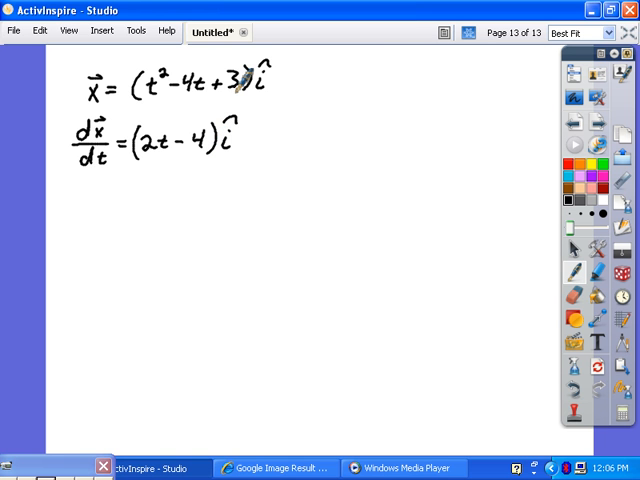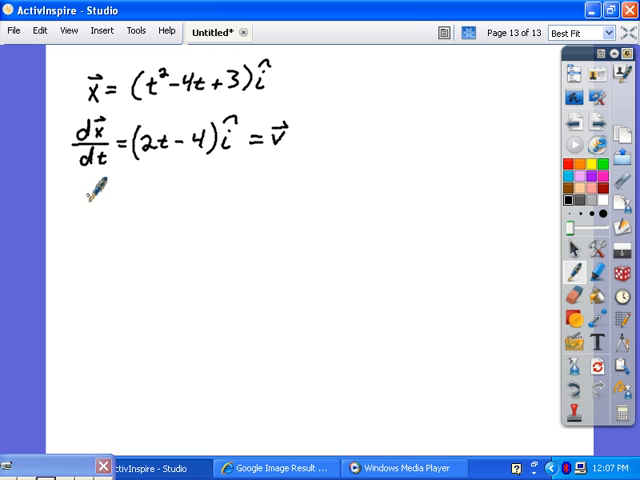Now, anytime that you have a constant and you take the derivative of it, it is always going to give you 0. There's no t here, so in other words, it would be considered t to the 0th power. You pull that out in front, 0 times 3 is going to give you 0. So for this right here, I've found what my slope is. This is, in other words, my velocity.